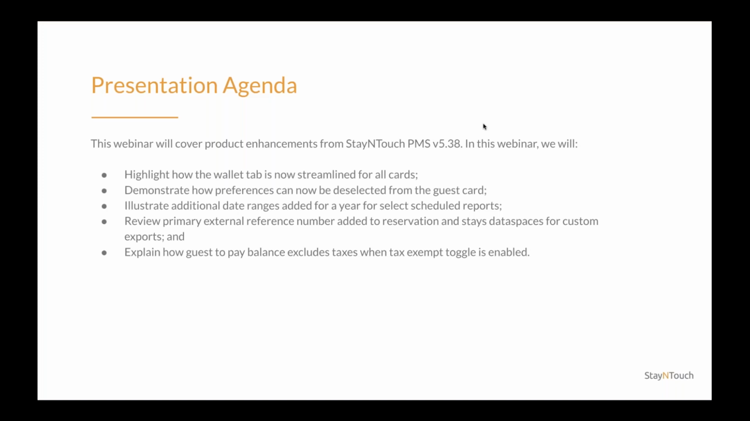Today's presentation will cover how you can get the most out of StayNTouch Cloud PMS, version 5.38 product release. In this webinar, we will highlight how the Wallet tab is now streamlined for all cards, demonstrate how preferences can now be deselected from the guest card, illustrate additional date ranges added for a year for select scheduled reports, review primary external reference number added to reservation and stays data spaces for custom exports, and explain how guest to pay balance now excludes taxes when the tax exempt toggle is enabled. We will have a short Q&A session at the end of the presentation.